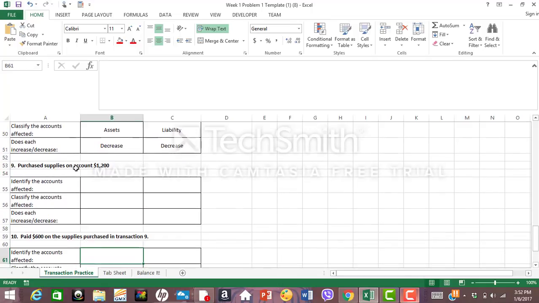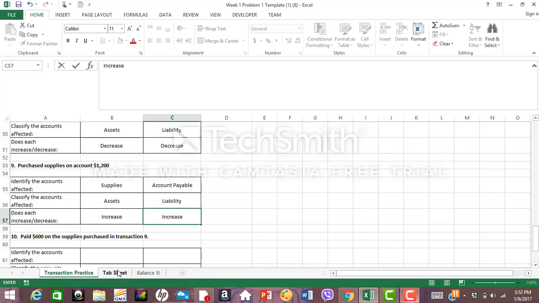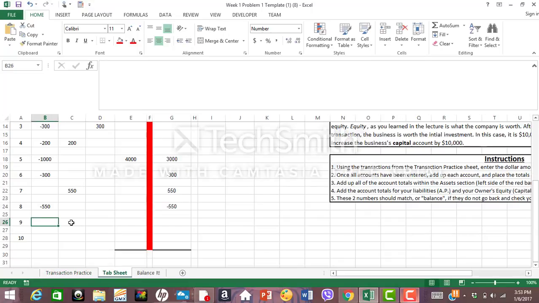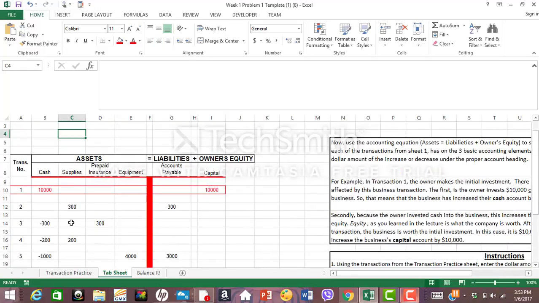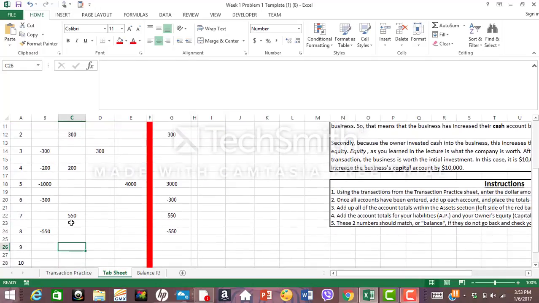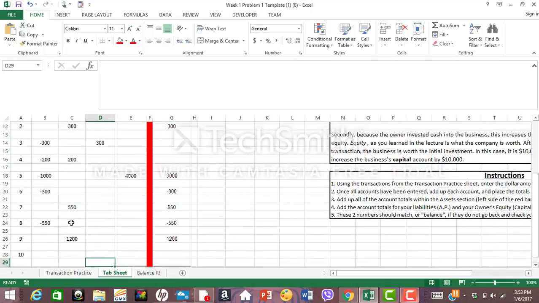Transaction number 9 says purchase supplies on account for $1,200. Again, supplies is increasing, which is under assets. And we have accounts payable, which is under liability, and it is also increasing. And supplies, which is, I believe, column C, and it is for $1,200, and accounts payable for $1,200.